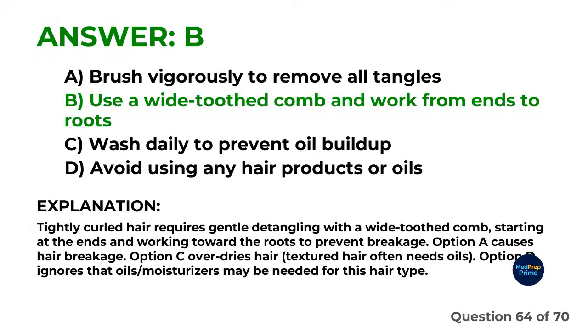Correct answer B. Tightly curled hair requires gentle detangling with a wide-toothed comb, starting at the ends and working toward the roots to prevent breakage. Option A causes hair breakage. Option C overdries hair. Textured hair often needs oils. Option D ignores that oils, moisturizers may be needed for this hair type.